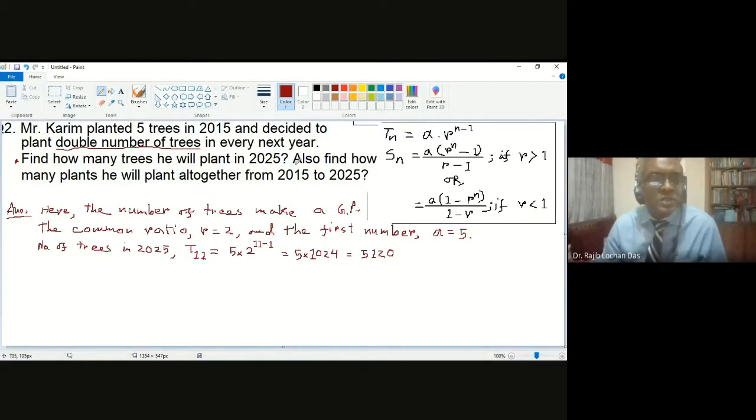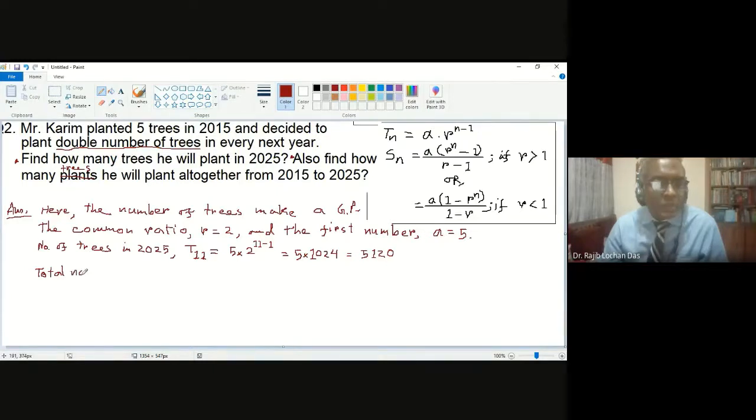And then you go to the second part of the question. Also find how many trees he will plant together from 2015 up to 2025. So this is again very simple. You can just write total number of trees. So total number of trees means number of trees in 2015, number of trees in 2016, and number of trees in 2017. All will be added together.